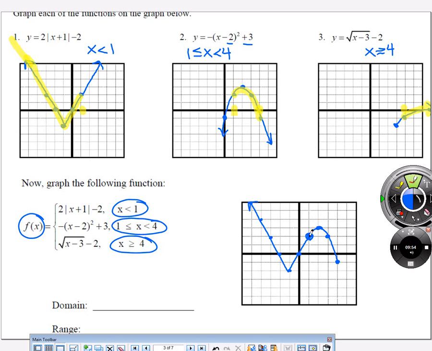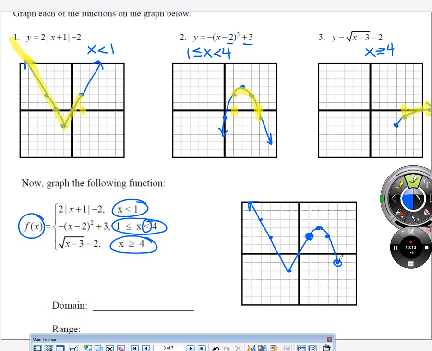So there's that portion of the graph. Oh, how should my endpoint look there at 4? Open, because here x is only less than 4. So let me correct that.